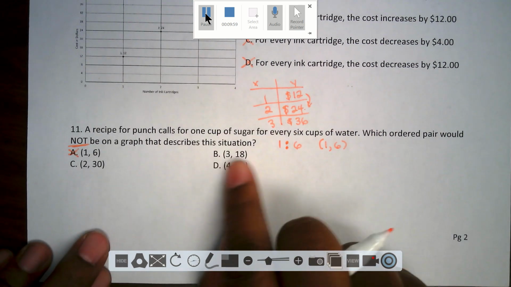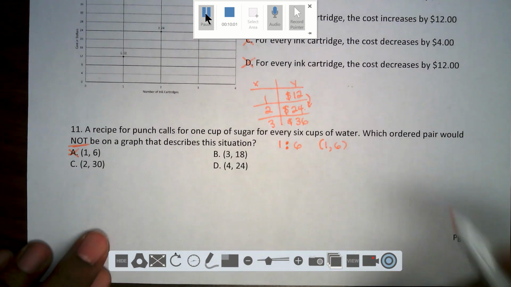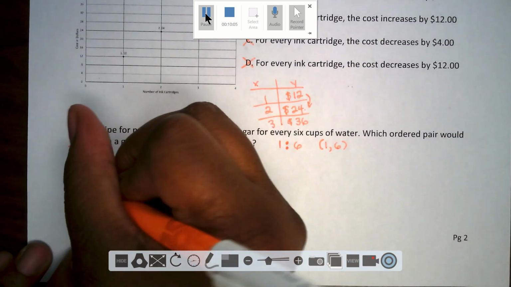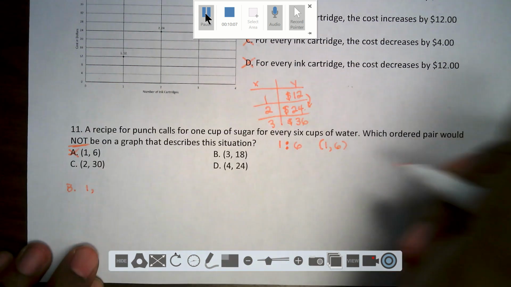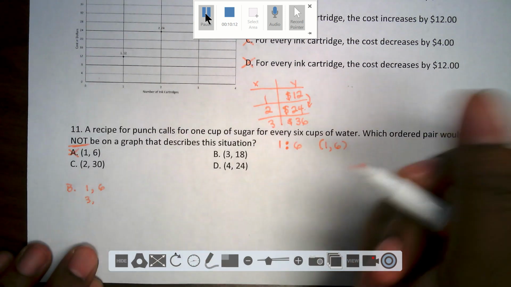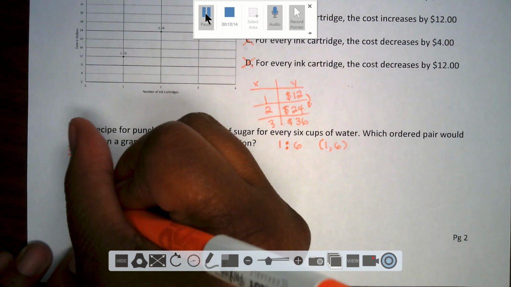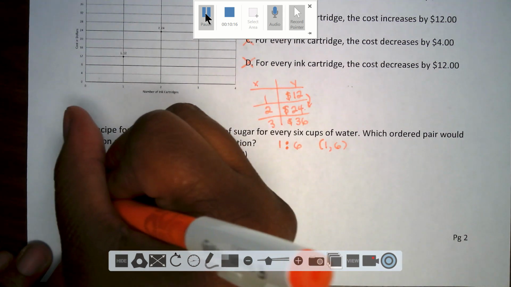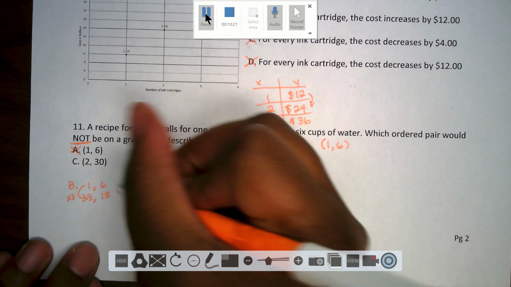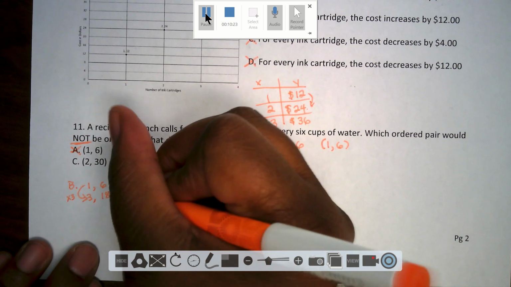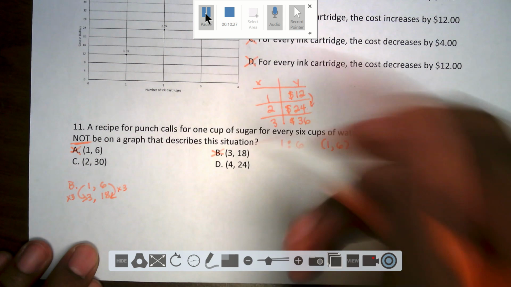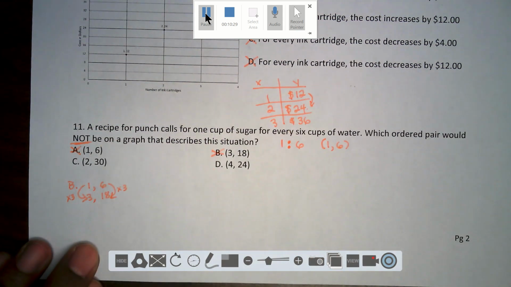Let's look at B, 3 comma 18. So in order to compare this, I have to set up to see if they are equivalent. So 1 comma 6, I have to find out if it's equivalent to 3 comma 18. So going from 1 to 3 is times 3. That means going from 6 to 18 is times 3. So nope, this is equivalent. So this will be on a graph, and it's asking us for the point that's not on the graph.